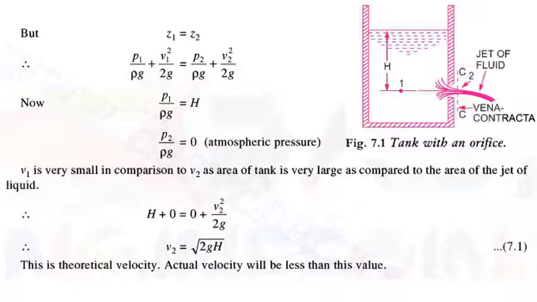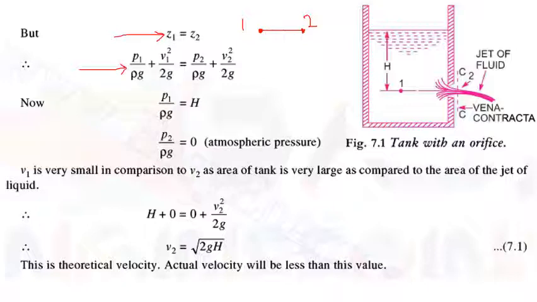Now, Z1 is equal to Z2 because 1 and 2 are 2 points on the same horizontal plane. So there is no level difference or there is no vertical height difference between these 2 points. Hence the potential head or potential energy is equal. So Z1 is equal to Z2. So the Z term is removed from the equation, hence it becomes this much.